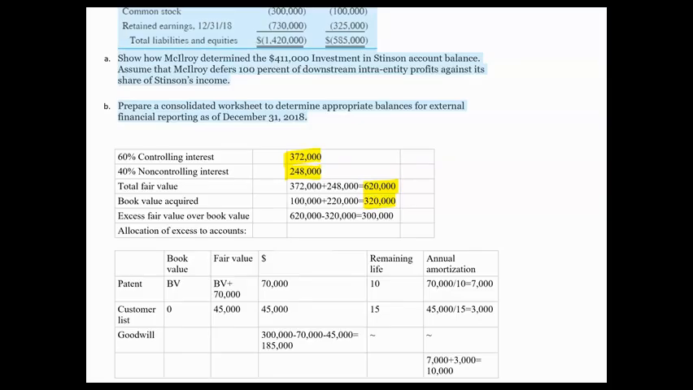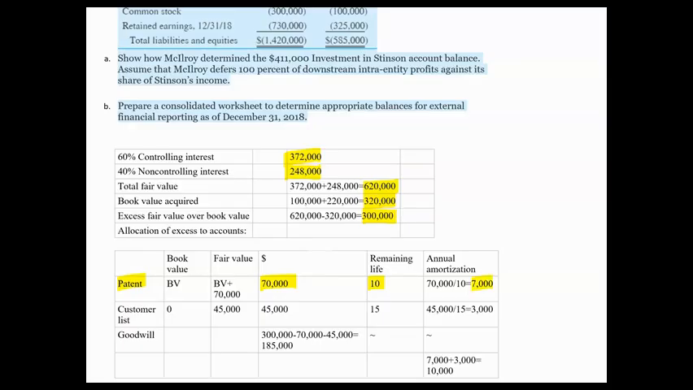And next we use total fair value minus book value. We'll get 300,000 excess amount. And next we need to allocate this excess amount to those accounts with different fair value from book value. The first account is patent. Patent is undervalued by 70,000. It has a 10-year remaining life, which means that every year there is a 7,000 excess amortization.